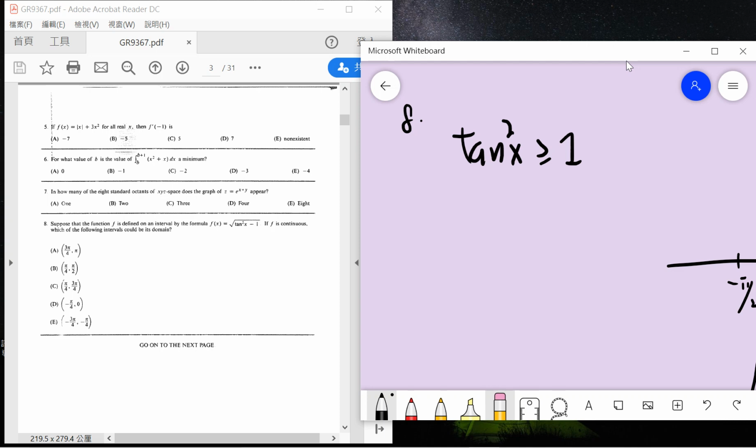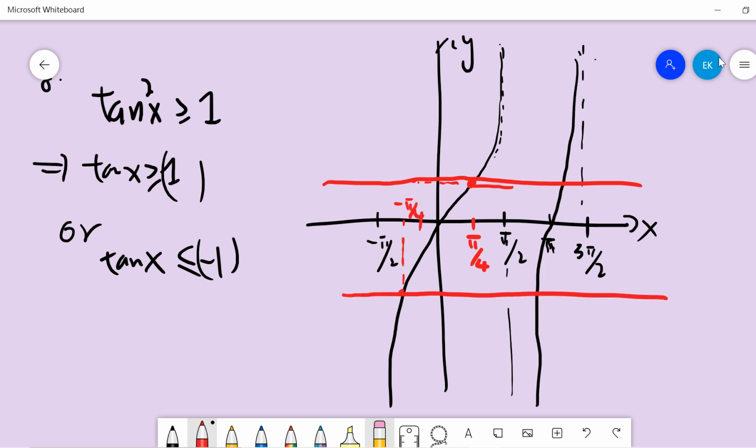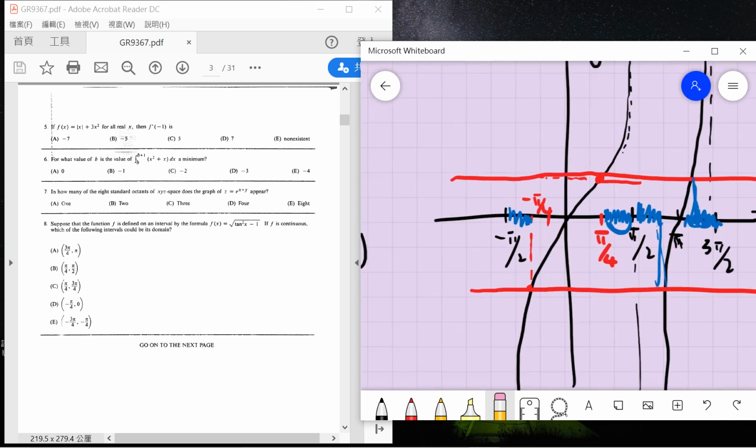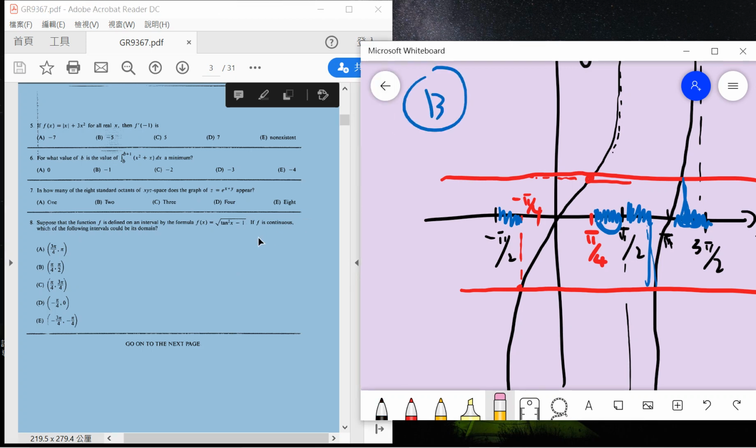And what we need to do is, this tells you that tangent x is greater or equal to 1, or tangent of x is less than or equal to minus 1. So we have tangent of x larger than 1, so when pi over 4 is 1. And minus pi over 4, this is minus 1. So this region is valid, and this region is valid, or okay, maybe no, not this. So this blue region is valid. Okay, so one region is pi over 4 to pi over 2. So this one is B. So B is the answer. Basically, if you can do a clear plot, then this is simple.